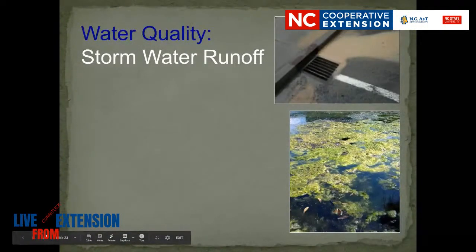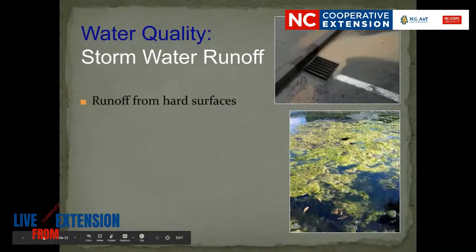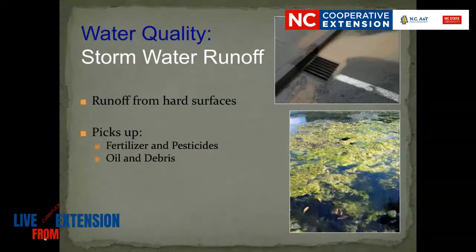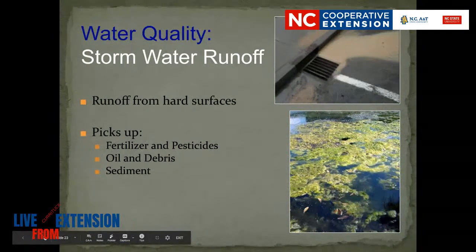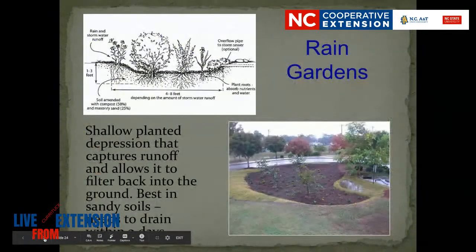And then we have stormwater runoff. So this really affects water quality, and these are the things that retention ponds and rain gardens are trying to prevent. And you can see that algae is a big problem. Most of this comes from runoff of hard surfaces. It picks up fertilizer and pesticides, which can cause algae blooms. It picks up oil and debris off the roads, and sediment is a big problem, as you can see in the top picture. But the number one threat to water quality in urban areas.